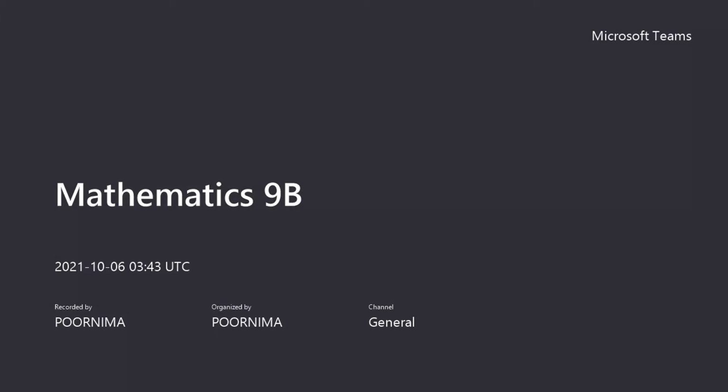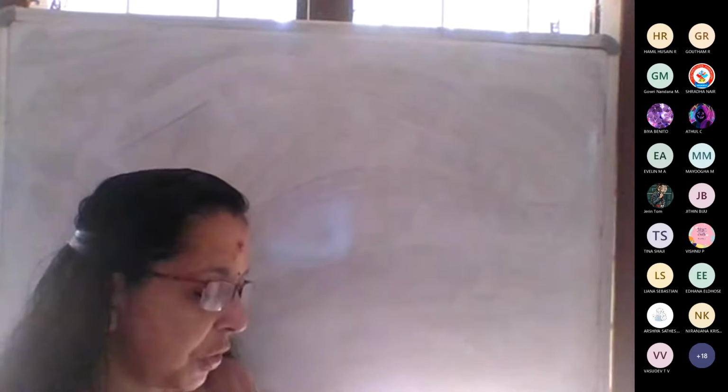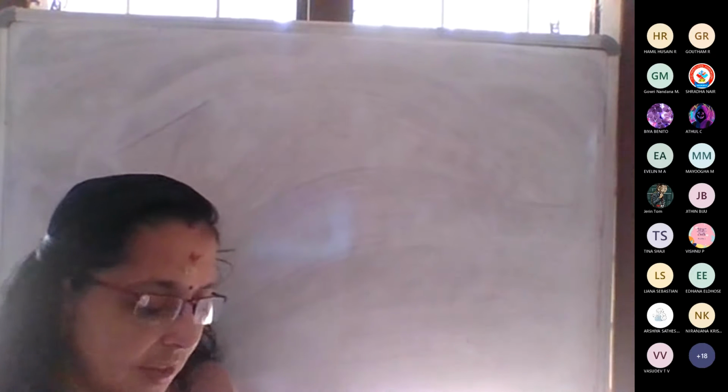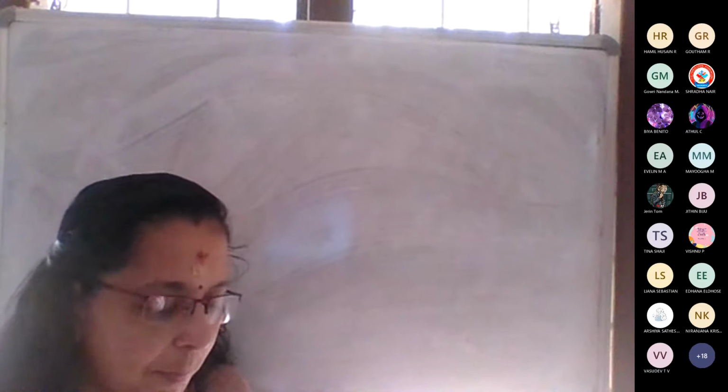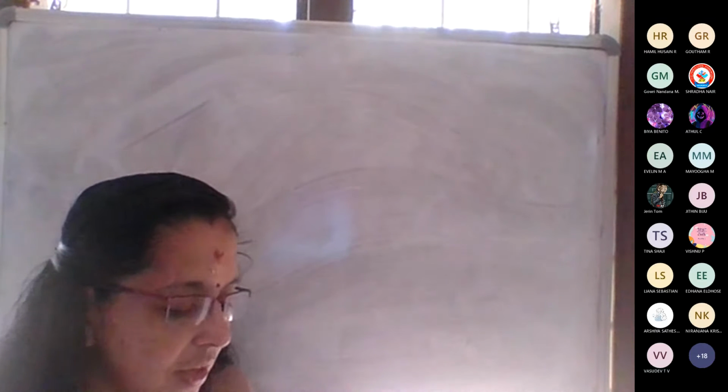Question number 16. ABC is an equilateral triangle. Its side BC is produced up to E such that C is the midpoint of BE. Calculate the measure of angle ACE and AEC.